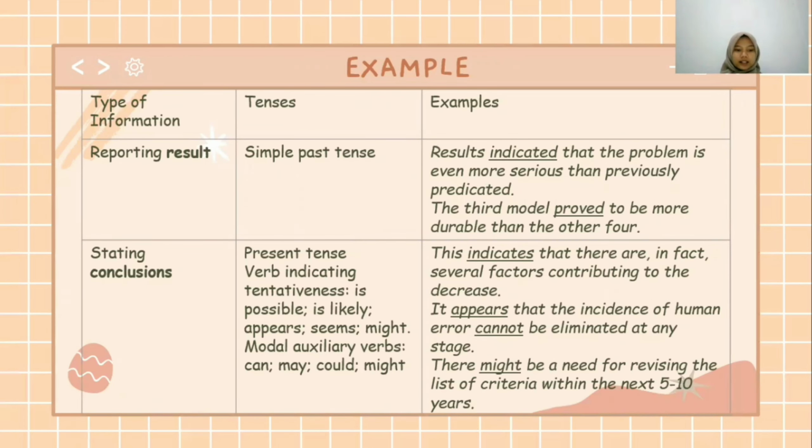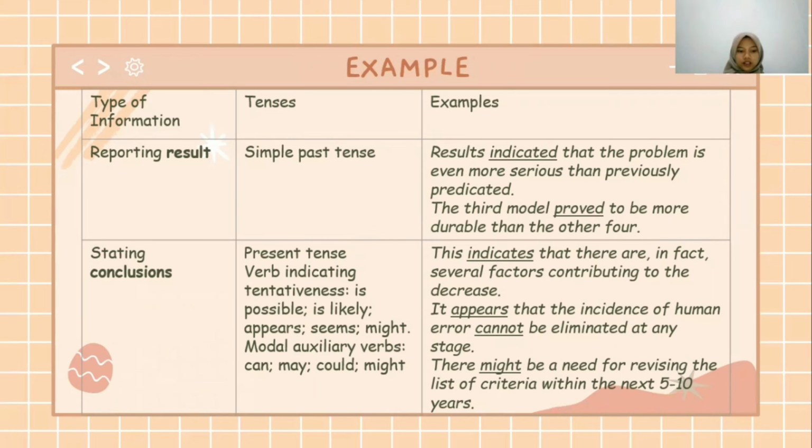Reporting results, use simple past tense. For example, results indicated that the problem is even more serious than previously predicted. In the bottom line, the verb is indicated. The third model proved to be more durable than the other four. In the bottom line, the verb is proved.